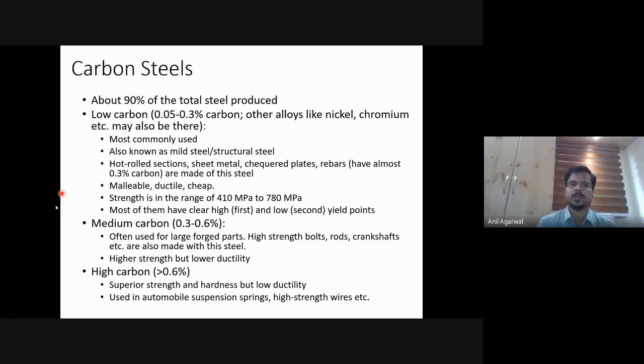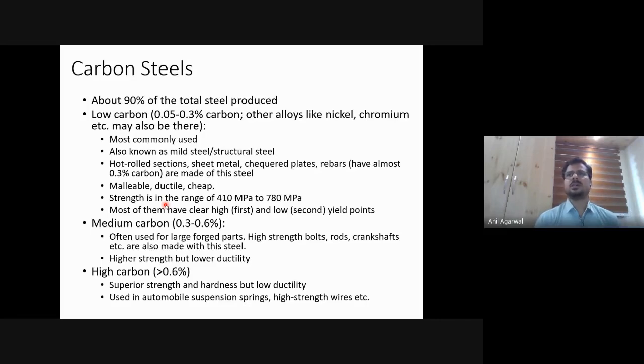Right? Yeah. So in low carbon steel, you will have between 0.05% to 0.3% carbon content. But there may be some other alloys as well. Some nickel or chromium may be added. So this is the most common type of structural steel, that is low carbon steel. And what is it used for? It is used for main structural members. So your beams, columns, I sections, ISMB sections, angle sections, they are all made of this low carbon steel. Okay. Also known as mild steel.